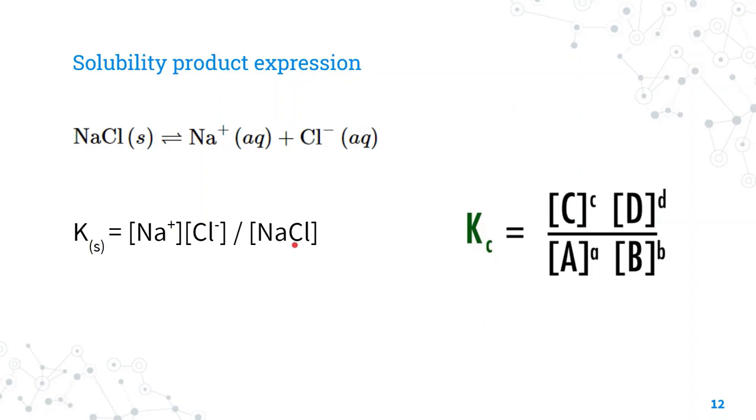However, if you remember from level 2, we don't actually include solids or liquids in our equilibrium equation. So for this specific equation, we would take out the NaCl. So our solubility product expression is equal to the concentration of Na plus multiplied by the concentration of Cl minus.